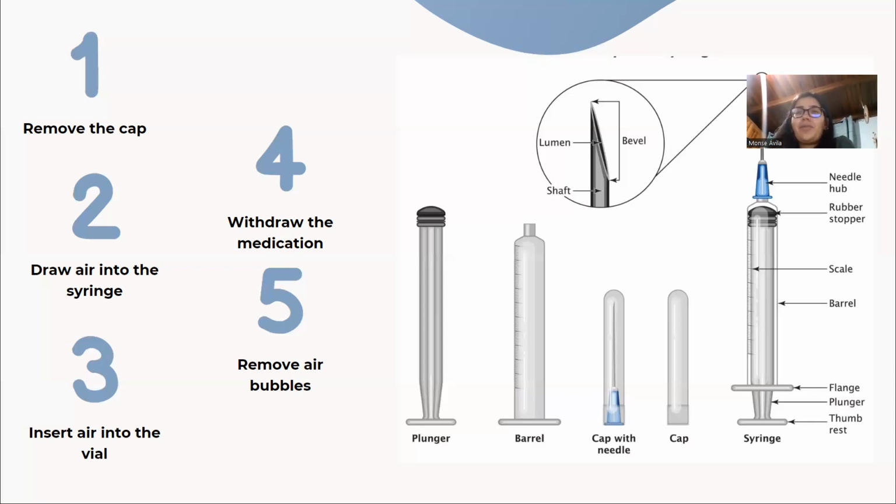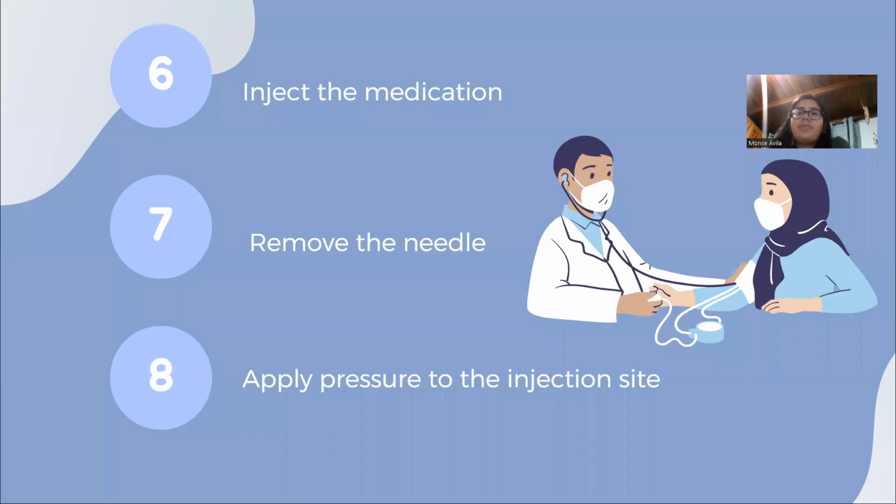And later we have to withdraw the medication: turn the vial and the syringe upside down, with the needle pointing upward. And the last step, and one of the most important, is to remove the air bubbles. We have to tap the syringe and push any bubbles to the top, and gently depress the plunger to push the air bubbles out. We do it as well as we can with our fingers. We only have to be gentle.